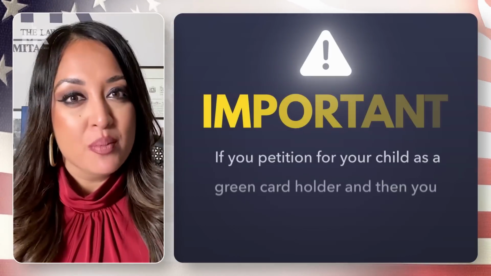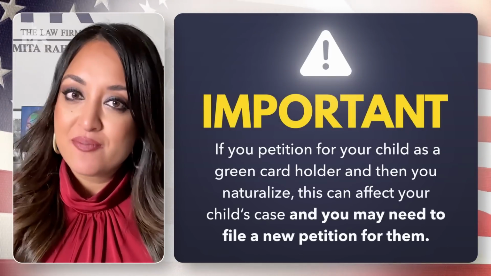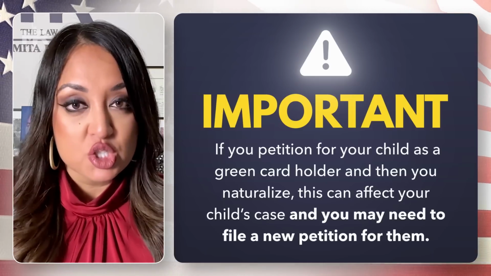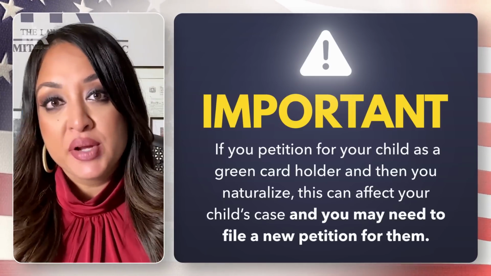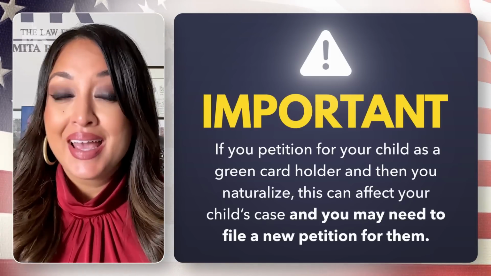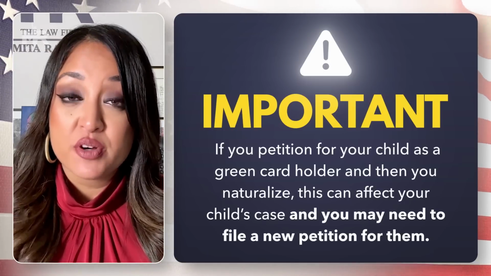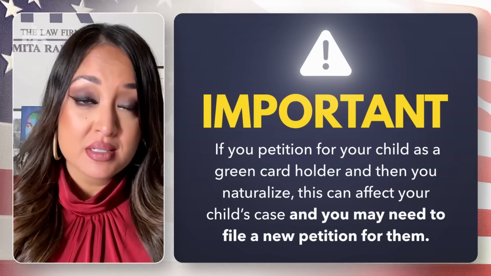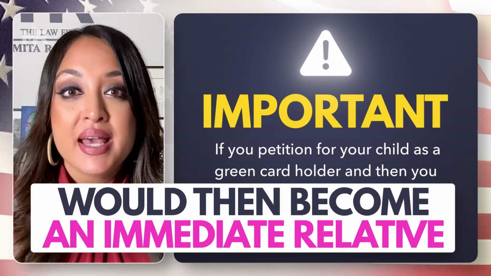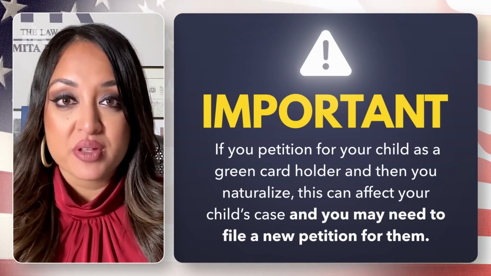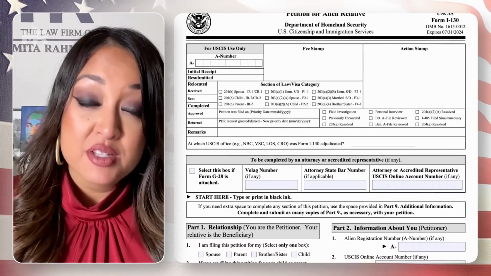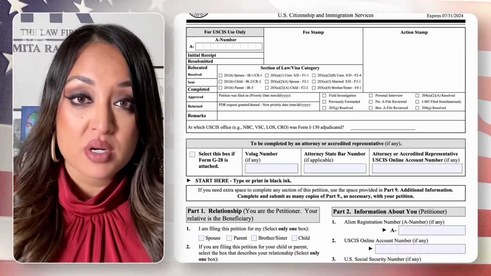Another pitfall that I want to point out to you that happens to a lot of people is if you start out petitioning for your spouse and children underneath 21 when you are a green card holder. Many times, if you decide to naturalize during this process, it can affect the case that you are doing for your child, because once you become a U.S. citizen, that child underneath 21 would then become an immediate relative, and you would need to file a separate petition for them on the I-130 form instead of them being a derivative to your spouse, as you would have been allowed to do when you were a green card holder.